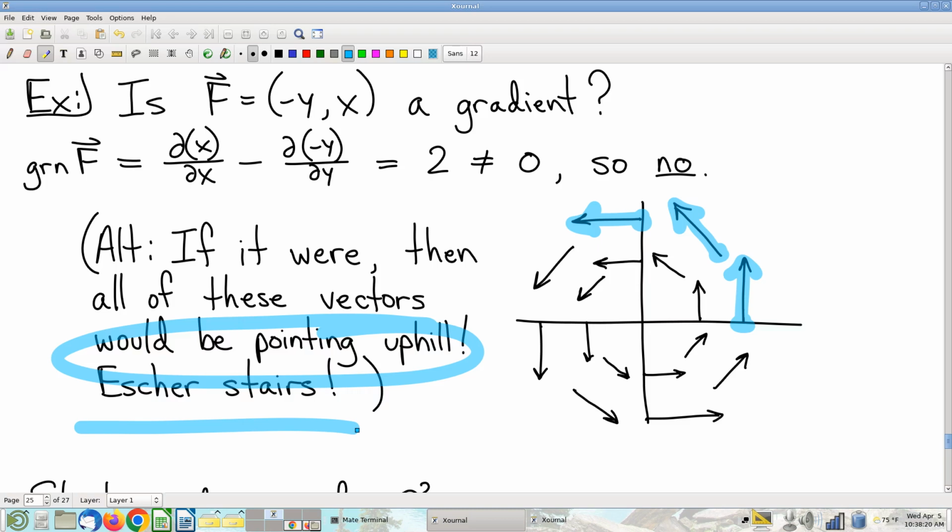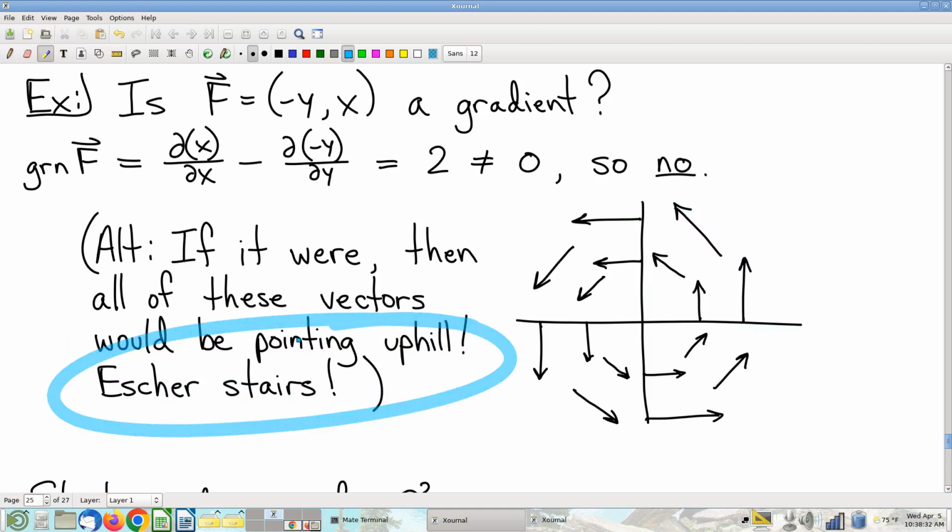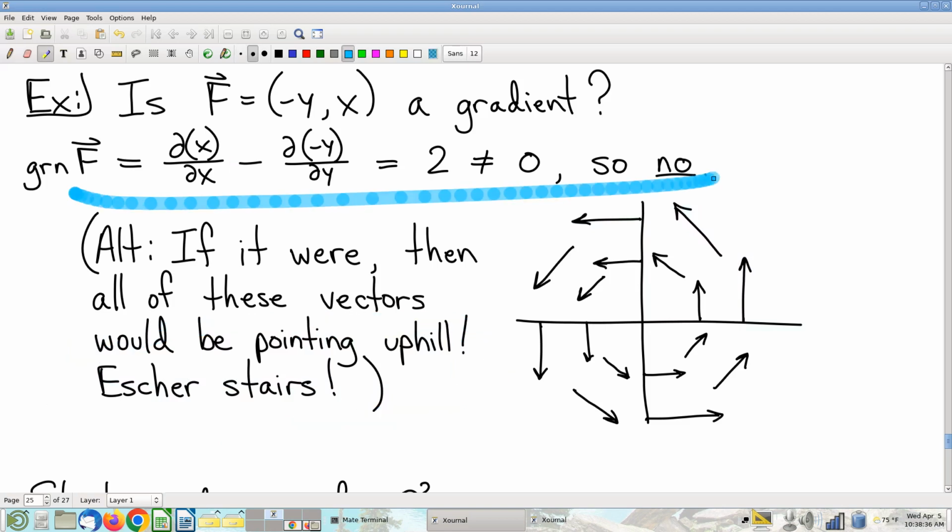Try to visualize: what does the mountain look like where all of these are uphill? It's nonsense. There is no such thing. Okay. All right, so geometric point of view from the circulation aspect of this, and then algebraic point of view from Green's operator.